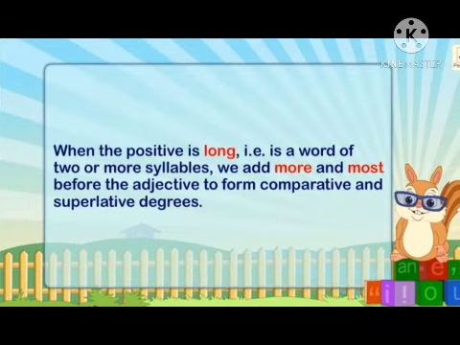When the positive is long, that is a word of two or more syllables, we add more and most before the adjective to form comparative and superlative degree. Okay, when the positive degree has a long word, that means the word has been joined, compound words. At that time we use more and most.